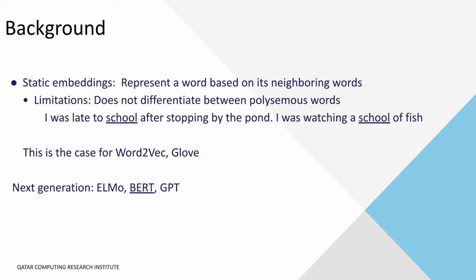Later on, maybe a few years later, there were new representations, starting with ELMo, Embeddings from Language Models, and also BERT, Bidirectional Encoder Representations from Transformers, and Generative Pre-training, GPT. These new generations attempt to fix the problems that were there before in word2vec and GloVe.